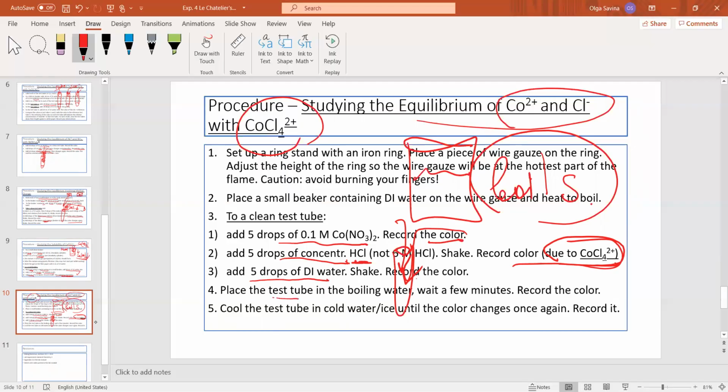And then we have to place this test tube into the boiling water and wait a few minutes and record the color. And we will see how the temperature will affect the equilibrium in this reaction. That's it. We have to cool it down and record the color again.